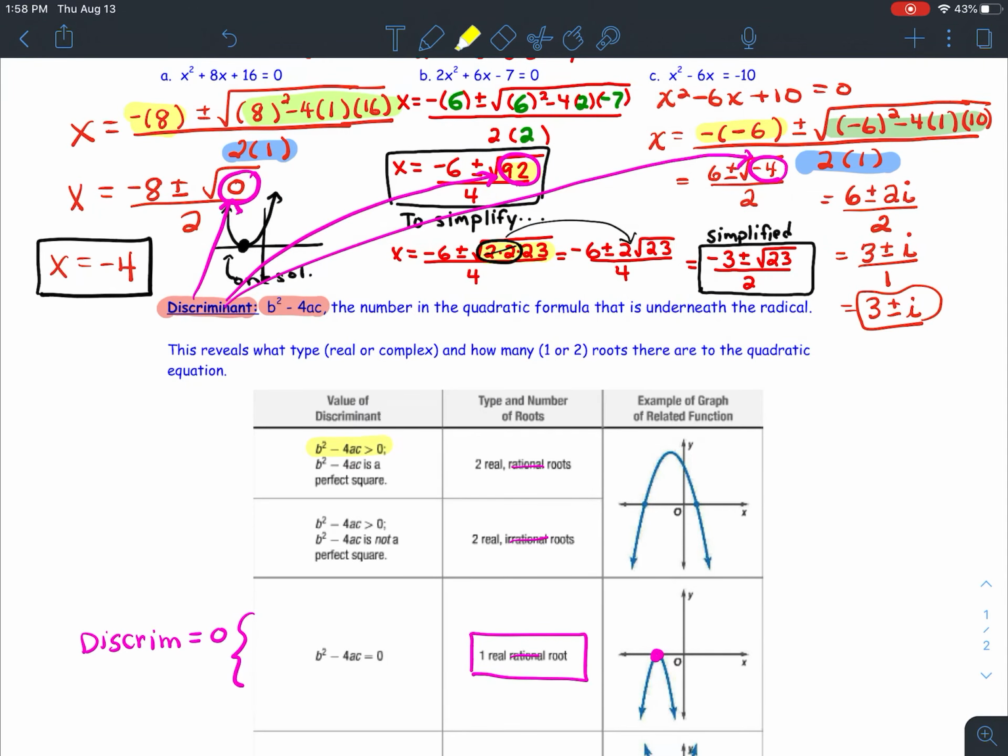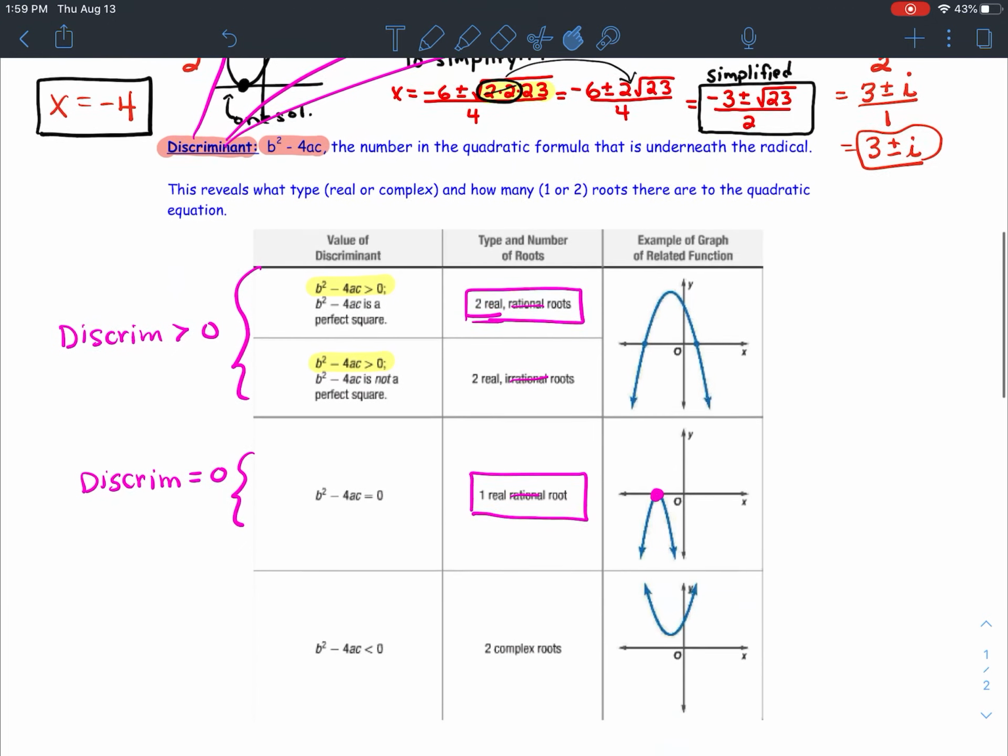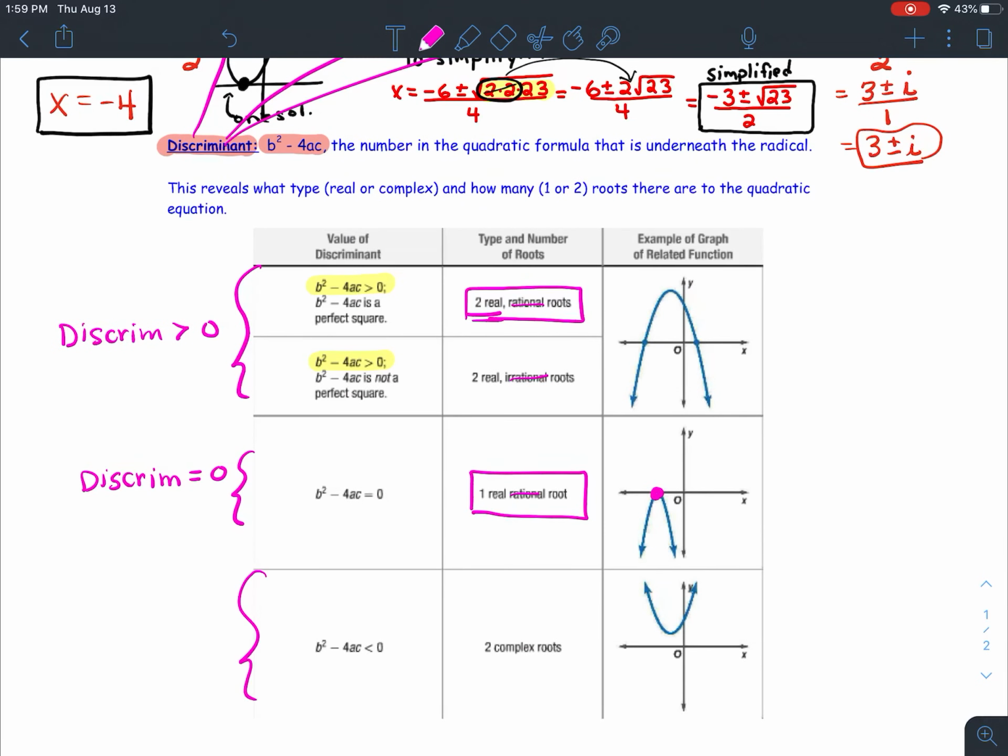Okay, now let's look back up here. Remember, the discriminant is just the number underneath the square root, the b squared minus 4ac. If the discriminant is a positive number, greater than 0, then you're going to have 2 solutions, and those 2 solutions are going to be real numbers because this wasn't a negative number underneath the square root.